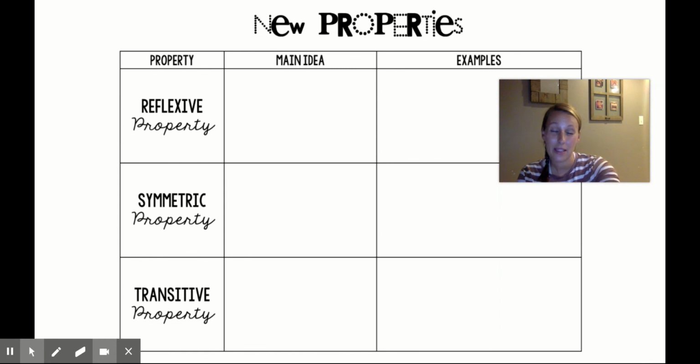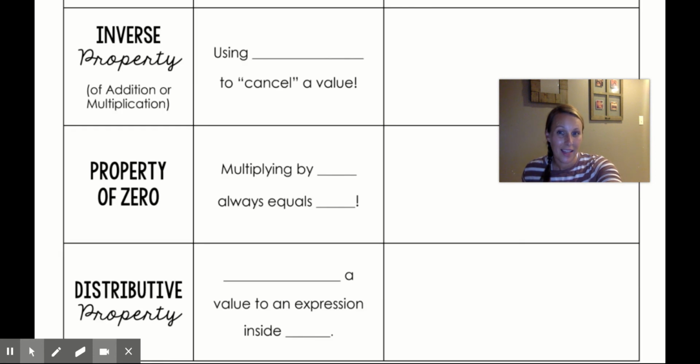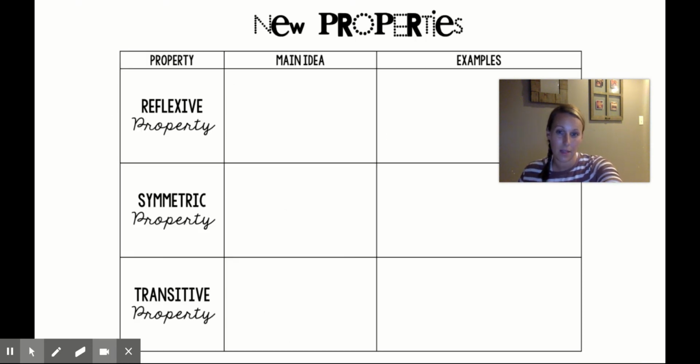Some new properties, probably brand new to you: reflexive, symmetric, and transitive. And then these ones in the middle, maybe you remember or recall a little bit about, but it's going to be good to go back and learn a little bit more and become the expert on some of these.